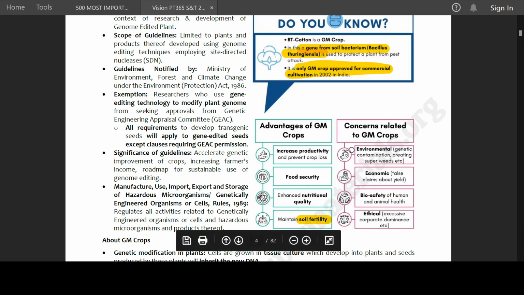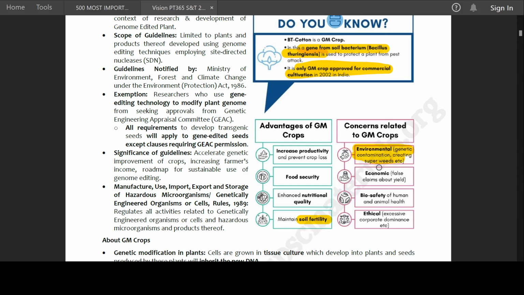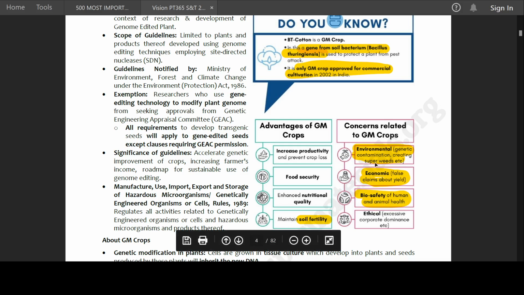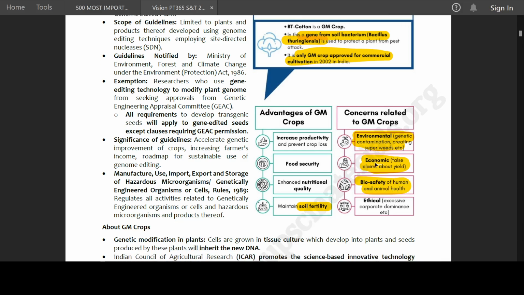Concerns are environmental concerns. For example, genetic contamination and creating super weeds could be possible. Economic: false claims about the yield, that could be a problem with the economy part of the GM crops. Biosafety of human and animal health. Ethical: excessive corporate dominance could happen when it comes to GM crops, so that could be a concern.